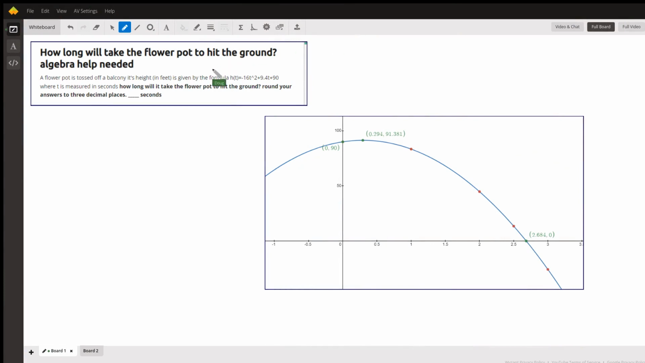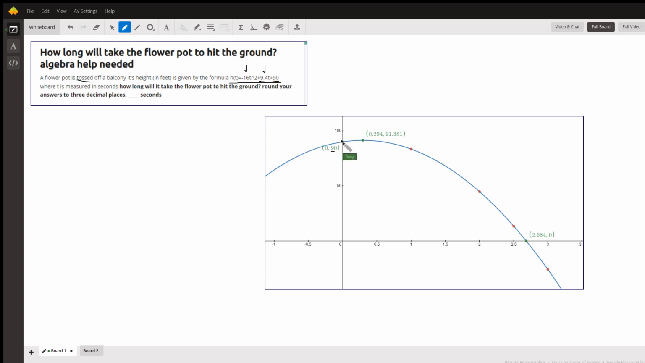Okay, this is the standard equation for vertical motion of an object in feet, where the -16 has to do with the acceleration due to gravity. The 9.4 has to do with the initial velocity, and the fact that it's positive means that this ball was tossed upward a little bit. And this 90 is the initial height of the object. You can see right here when t is 0, the height of the object is 90.